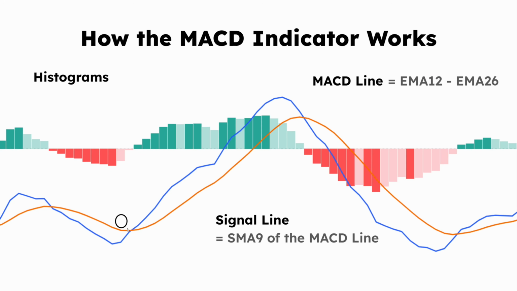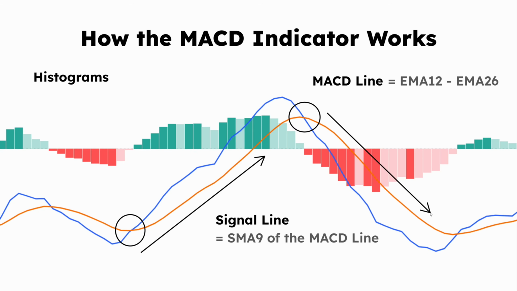So that means that when the MACD line crosses the signal line from below, this is the point where the signal line starts to rise. And when the MACD line crosses the signal line from above, this is the point where the signal line starts to fall. And using these kinds of crossovers, like right here and right here, is actually a pretty common MACD trading strategy. And we will of course talk about that later on in the course.